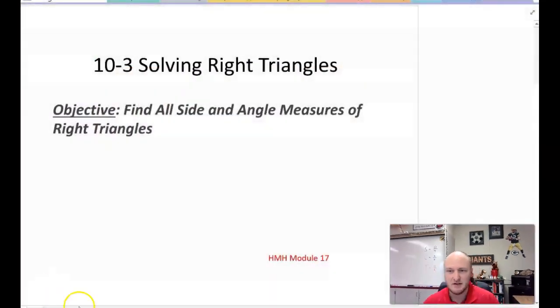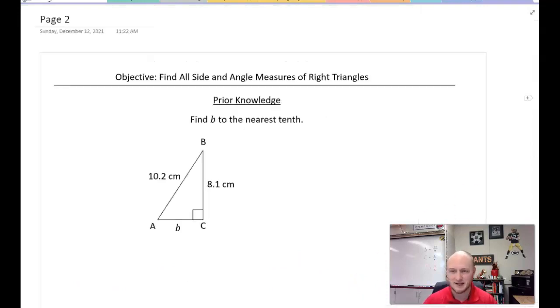Hello there, welcome to this video 10-3, and we are going to solve some right triangles. That's our objective today: find all side and angle measures of a right triangle. That's what it means to solve a right triangle. Just find everything you need to know about the triangle. There's 3 sides, 3 angles. We're going to find the missing information. All right, that's our task today.